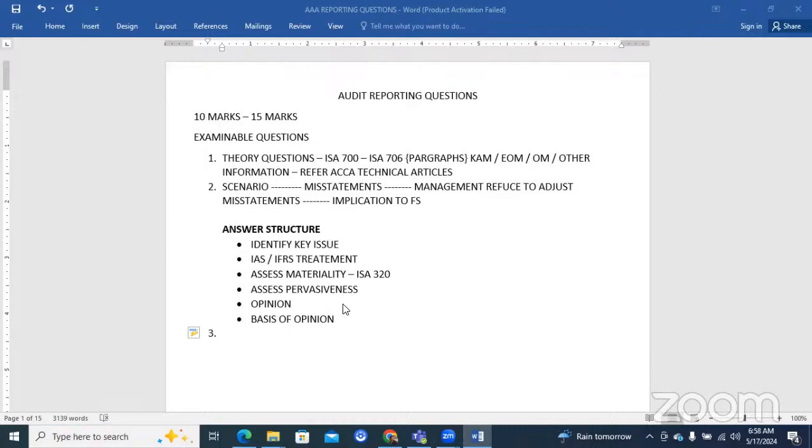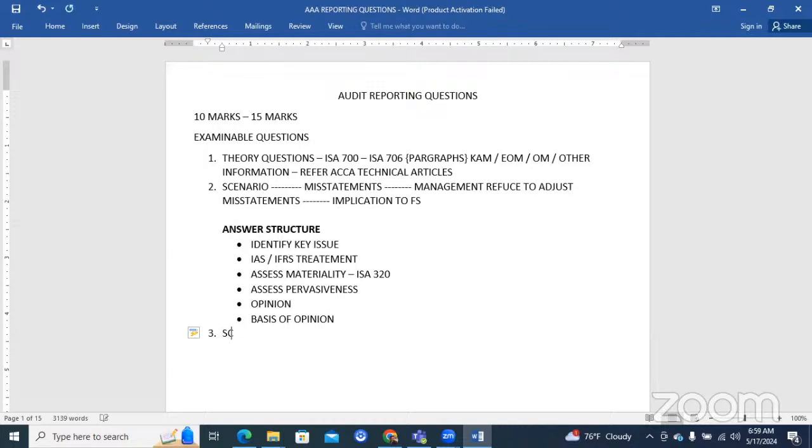I hope you all copied. Now, students, let's move to the third type of question. Little tricky, little difficult. But if you are really good in auditing standards, it is not that difficult. Those who are not really good in ISAs, International Standards on Auditing, might feel a little difficult here.